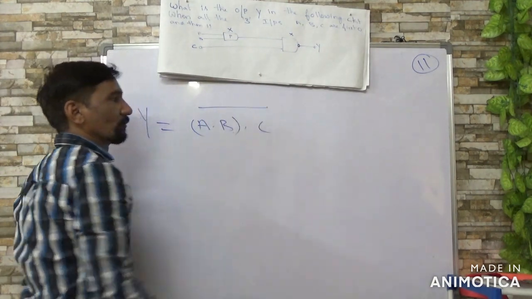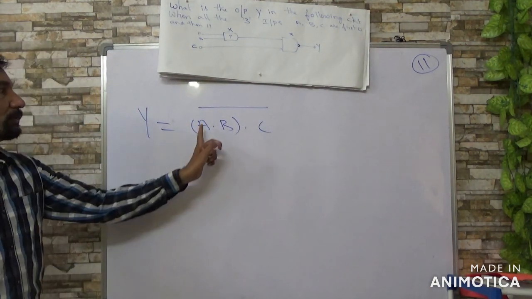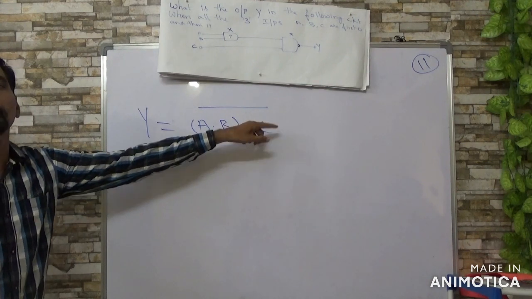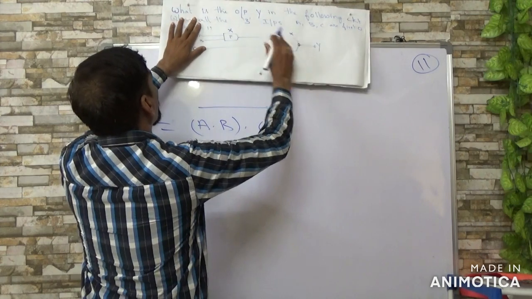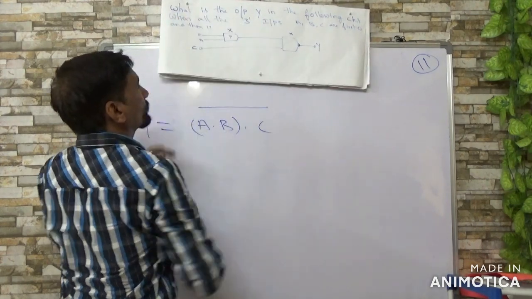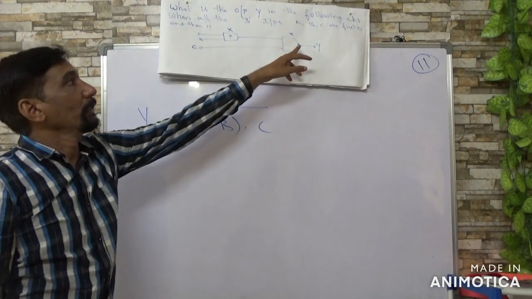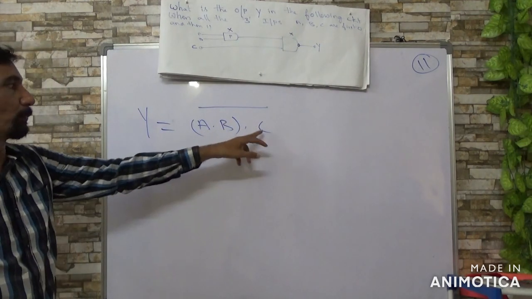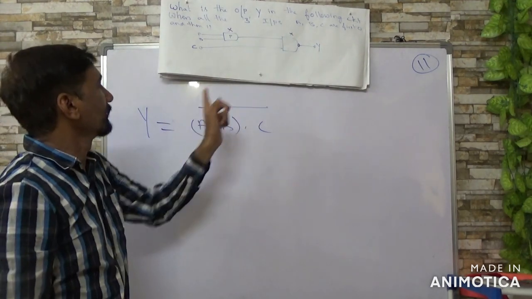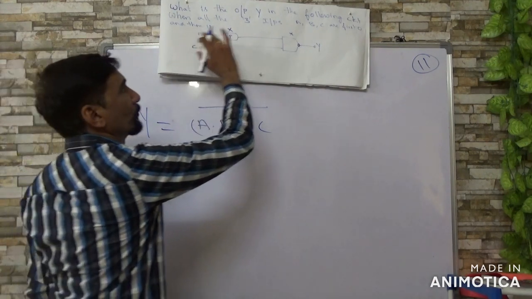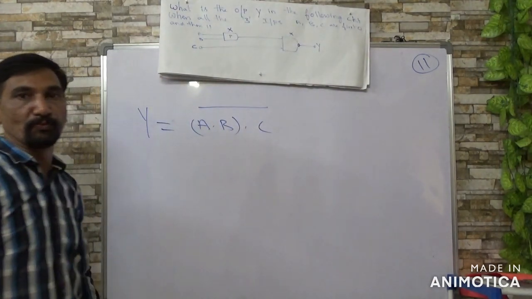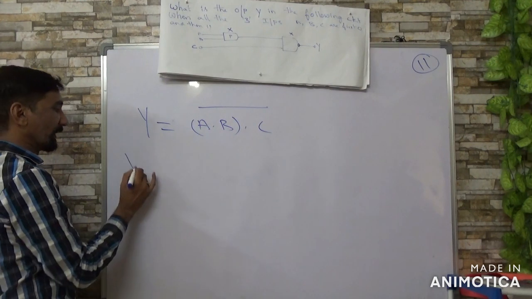Bubble, so negation. So A, B into C. Why? Because it is also one AND gate, so that is why you are taking the product. Bubble, that's why negation. So what is your question? When all the 3 inputs are 0 first, next 1. So first case we'll take now.